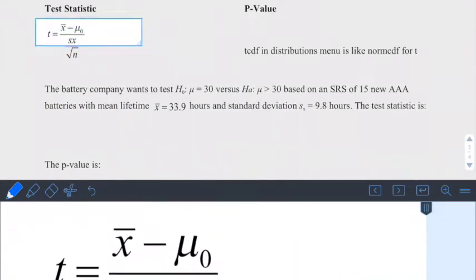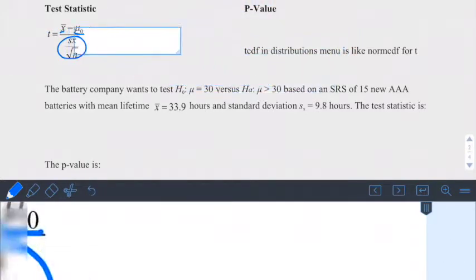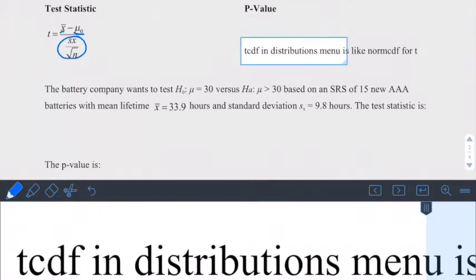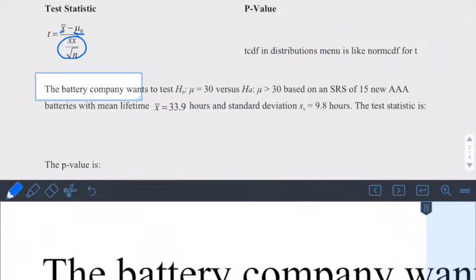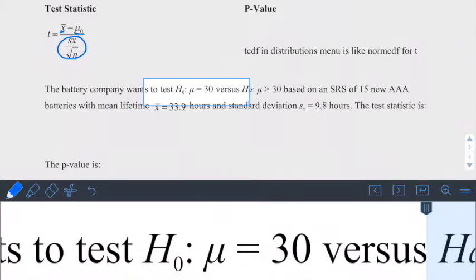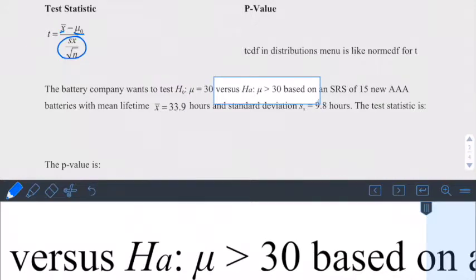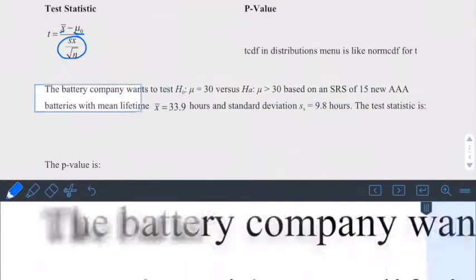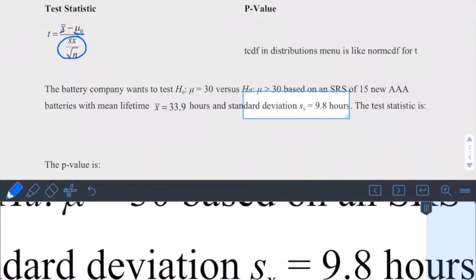So we have our test statistic, we have our sample mean here, minus our population mean, divided by the standard deviation, right? S of x divided by square root of n. And then we'll have a p-value that's corresponding, and we use tCDF in distributions, which is like our normal distribution for t. The battery company wants to test the null hypothesis mu, the mean battery life is 30, versus the alternative that the mean battery life is greater than 30, based on an SRS of 15 new AAA batteries with a mean lifetime of a sample mean x bar 33.9 hours and a standard deviation of 9.8.